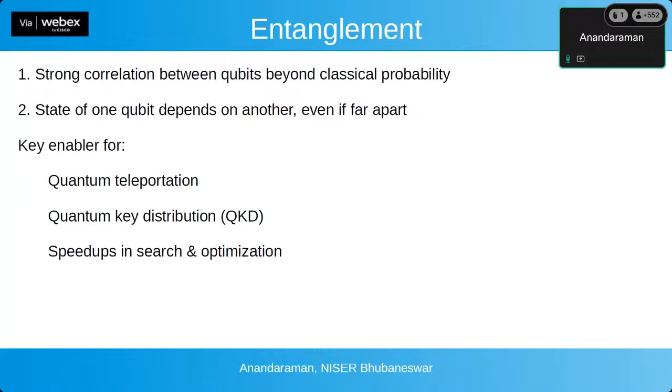So entanglement is a strong correlation between qubits beyond classical probability, because for high parallelism you need correlations. One particle should be correlated to another particle, then only can you have parallelism. Quantum teleportation, quantum key distribution, speed-up in search and optimization, everything is possible through entanglement. So entanglement and superposition actually create the parallelism.